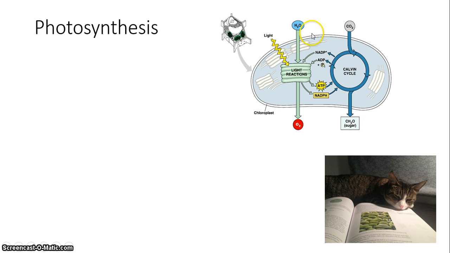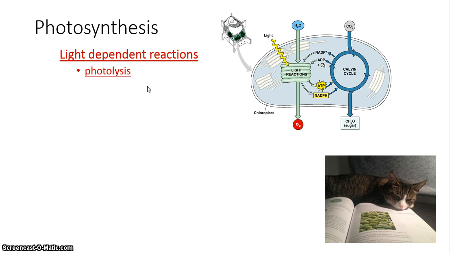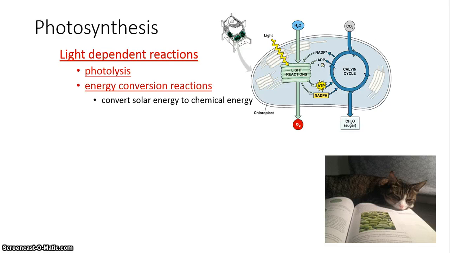You can see some of your other players here. You have ATP and NADPH, and then the precursors for that are ADP and NADP+. And all of this is going to occur in the chloroplast. All right, so light-dependent reactions, this first step of photosynthesis, are going to involve something called photolysis. These are your energy conversion reactions. This is where you go from light energy to chemical energy. And that's in the form of ATP and NADPH.